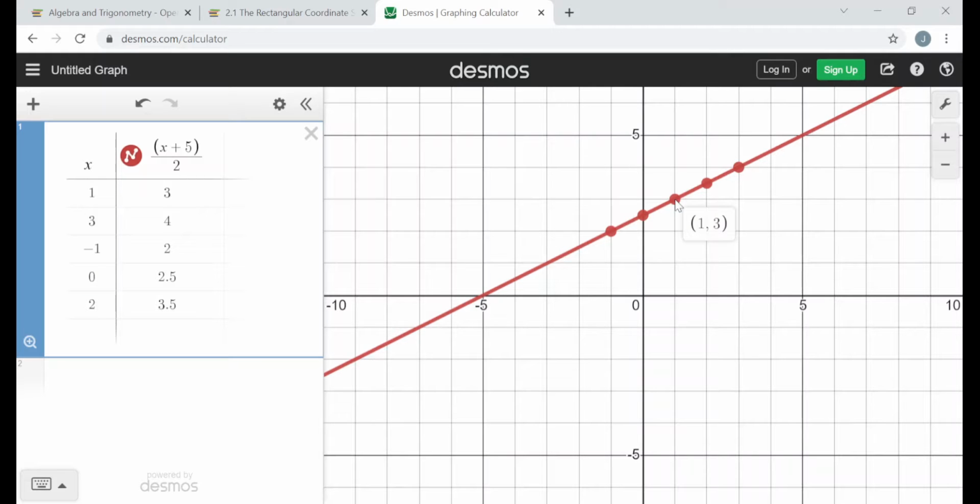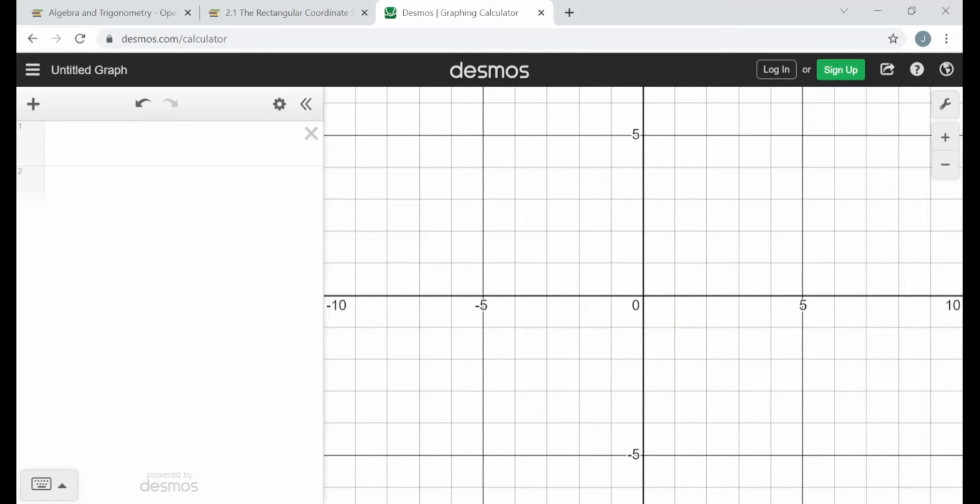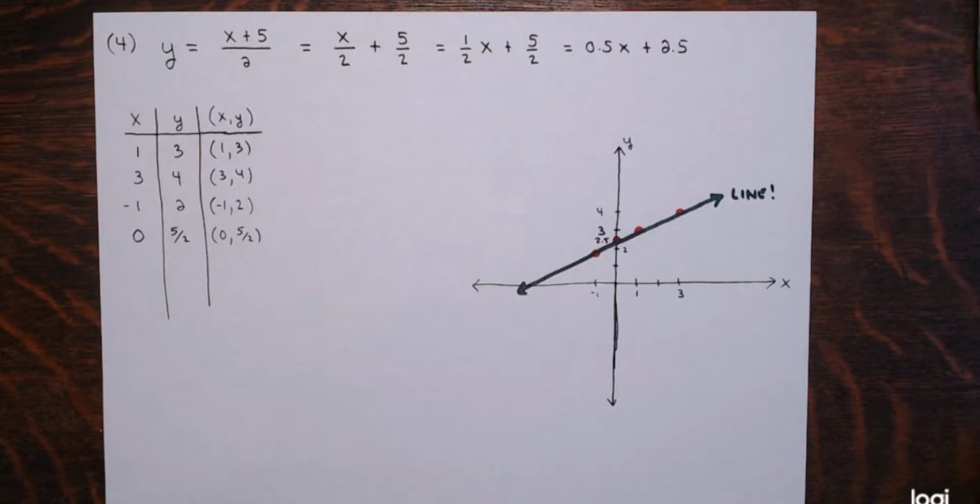Look, 1, 3, that was on our hand drawing. 3, 4, that was on our hand drawing. 0, 2.5, 5 halves, that was on our hand drawing, and negative 1, 2 was on our hand drawing. So all these seem to verify to me that our drawing is pretty good, that the line I drew by hand is actually the correct graph for this particular equation. Wonderful. And you should always be checking your solutions, just to double check things and make sure you're doing all right.